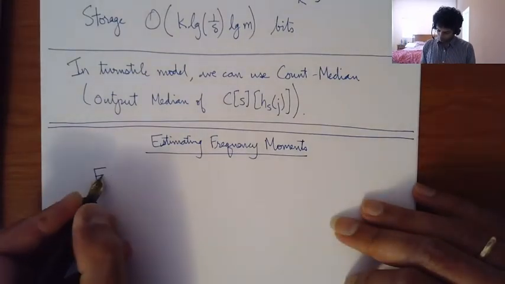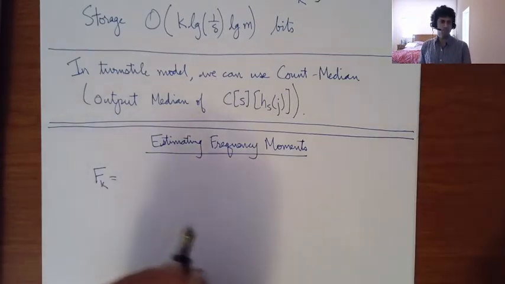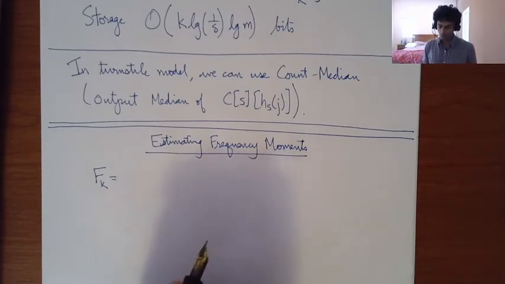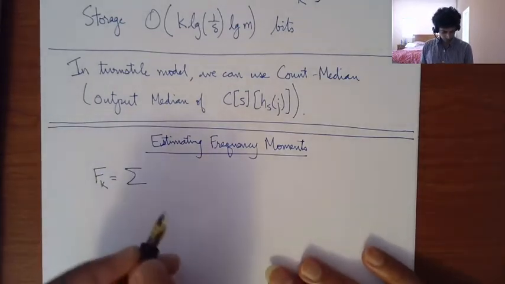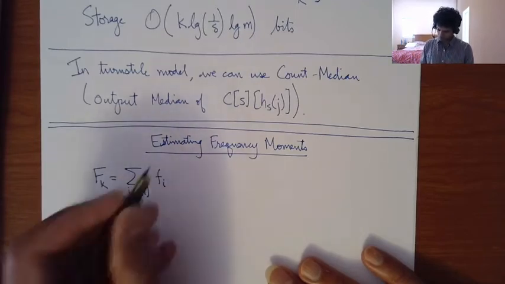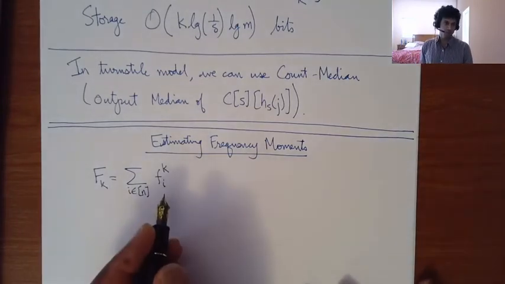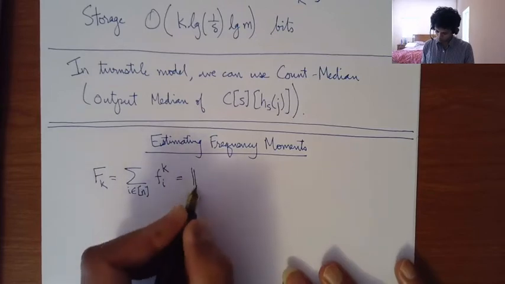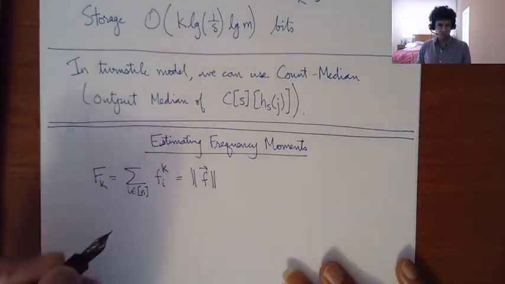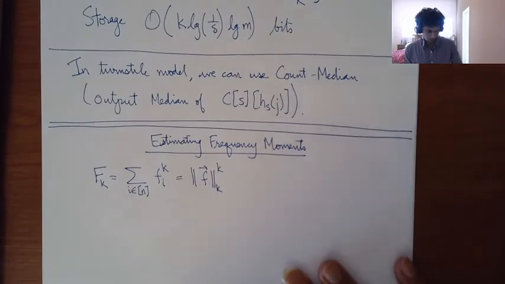And I'm going to use this capital Fk. A lot of this notation and a significant part of the math is borrowed from Amit Chakrabarti's notes, which I've posted on the website. Which is exactly what you expect. The kth moment is simply the sum of the kth powers of the counts in the vector. I'm just going to use the vector notation over here to keep things a little clearer. It's just the kth power of the kth norm.